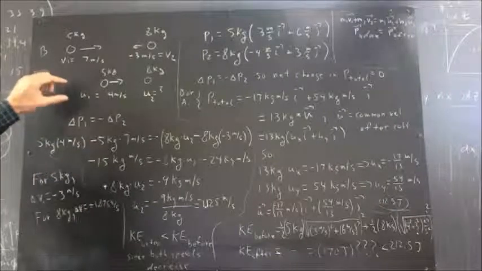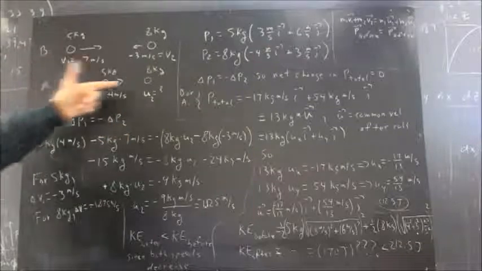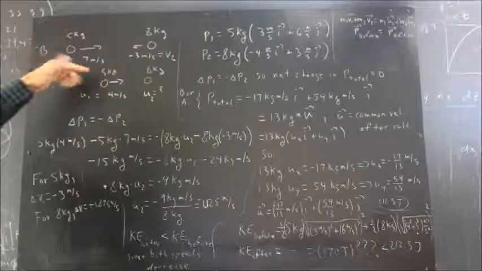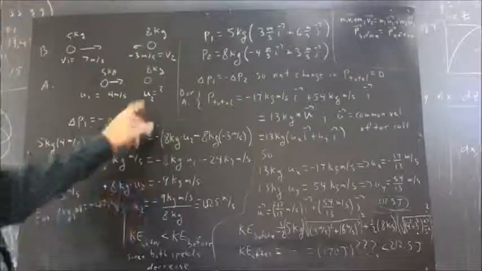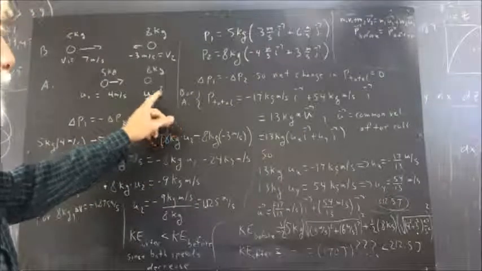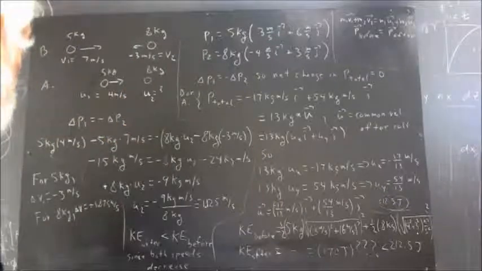So that u1 is 4 meters per second. That's given: after the collision, the 5 kilogram object is moving at 4 meters per second. And we want to find u2, the unknown velocity of the second object after collision.